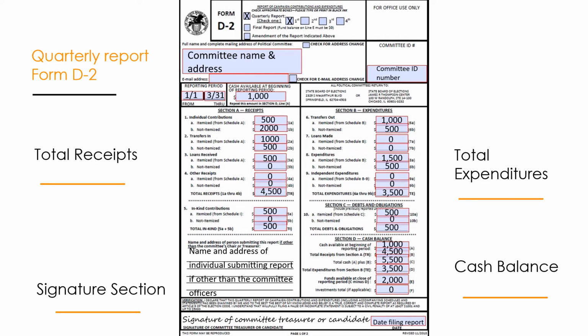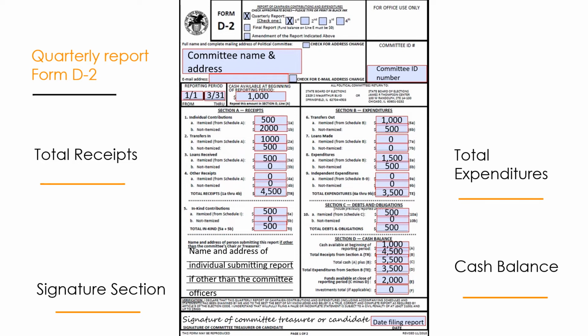Section C of the D2 is for total outstanding committee debts and obligations. The lines in Section C should equal the amount reported on lines 3A and 3B in the receipts section, along with any other outstanding debts or obligations of the committee.